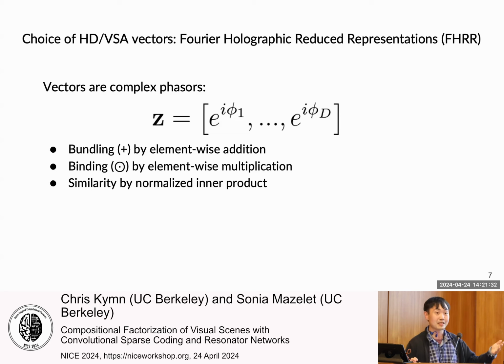So the idea is the vectors are complex phasors. A complex number is nothing but an amplitude and a phase. And if the amplitude is set to 1 for all of these elements, then it's just the phase that matters.